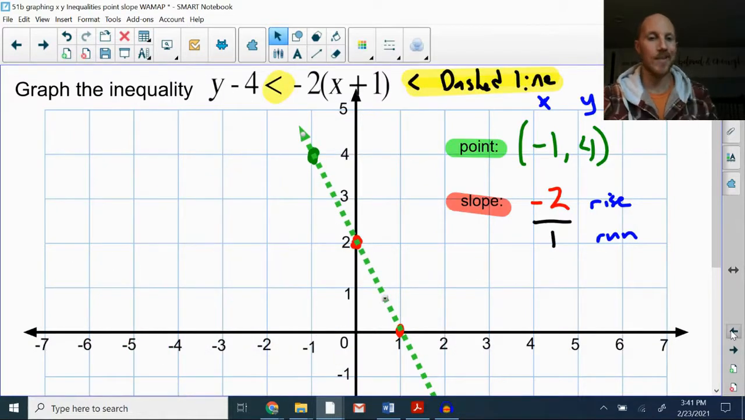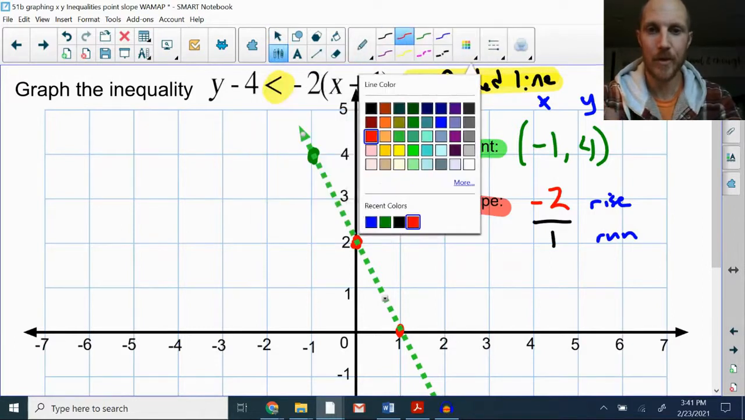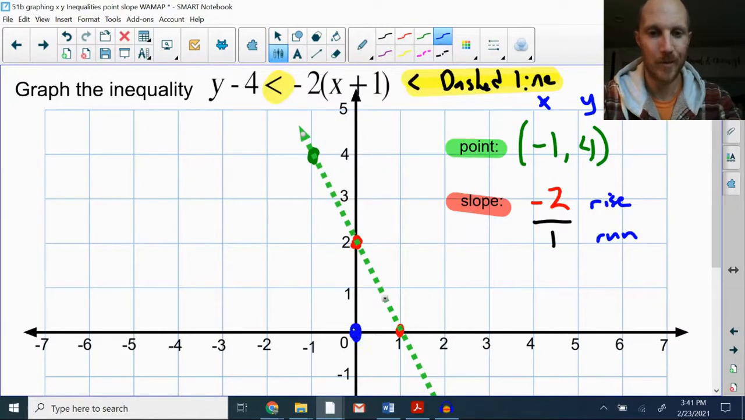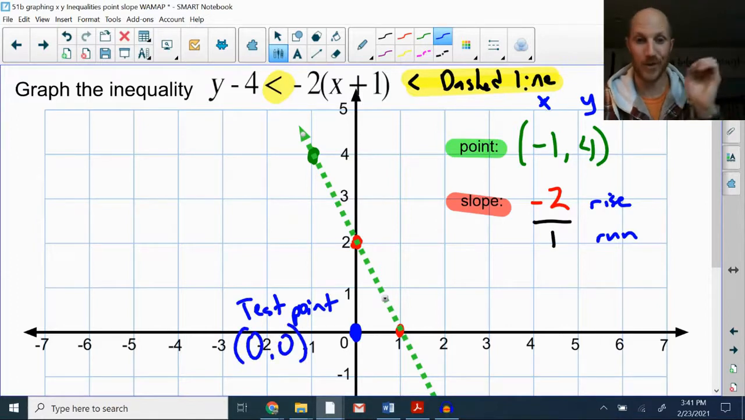Okay, so let's pick a test point. I would prefer to use the easiest possible test point, which is going to be 0, 0. Because then I get to replace the x and the y with a 0, and zeros make things disappear. So it's going to be the easiest almost all the time. It'd be the easiest test point to use. So this test point is located down from that green dotted line.